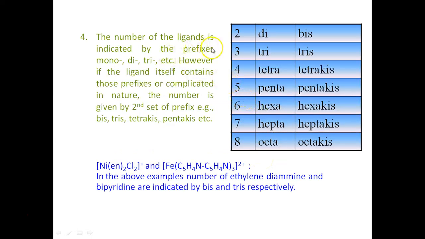The number of the ligands is indicated by the prefixes mono, di, tri, etc. However, if the ligand itself contains those prefixes or is of a complicated nature, then a second set of prefixes, bis, tris, tetrakis, pentakis, hexakis, etc., are used. Say in this molecule [Ni(en)2Cl2]+, ethylenediamine is represented by bis(ethylenediamine).